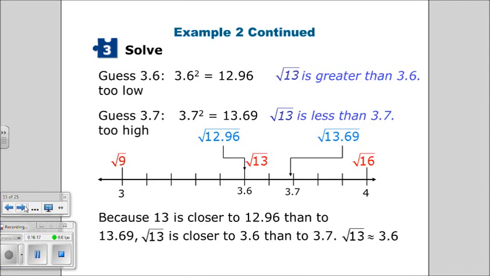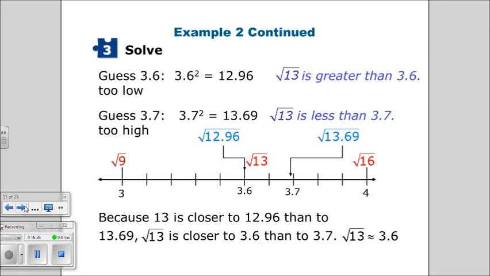So guess about 3.6. 3.6 squared equals 12.96. It is also the same: the square root is greater than 3.6. Let's try which one is closer to my solution, 3.6 or 3.7.